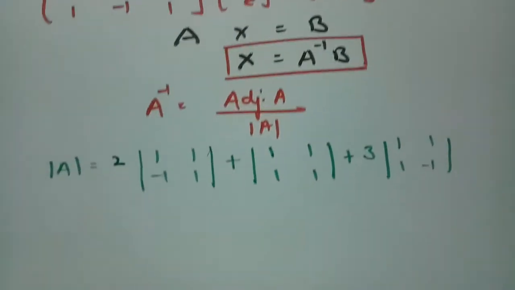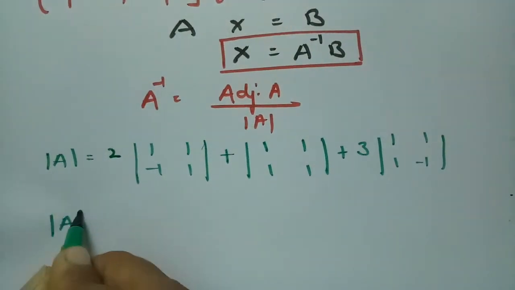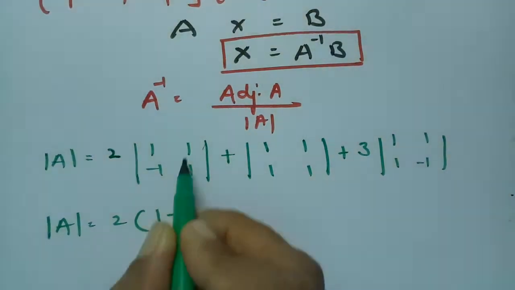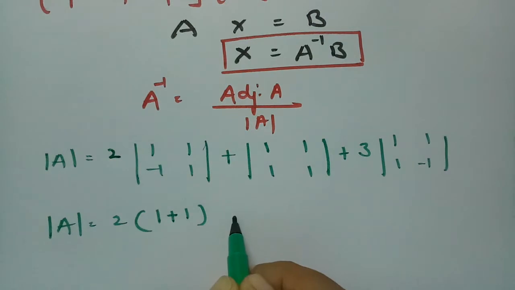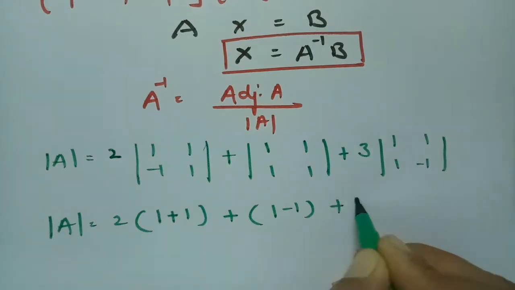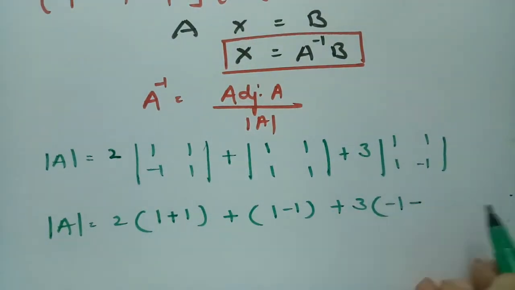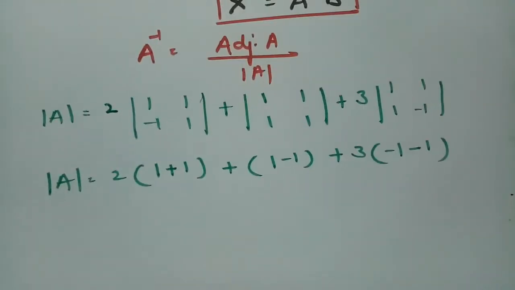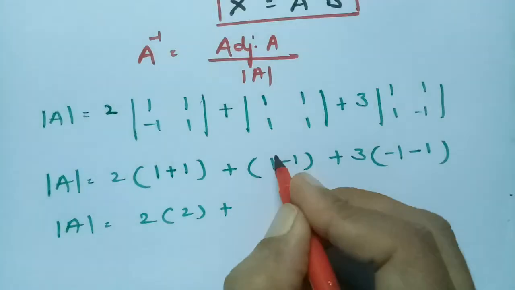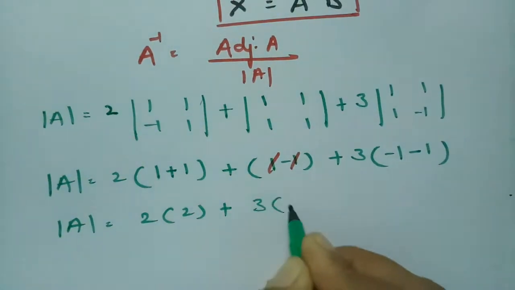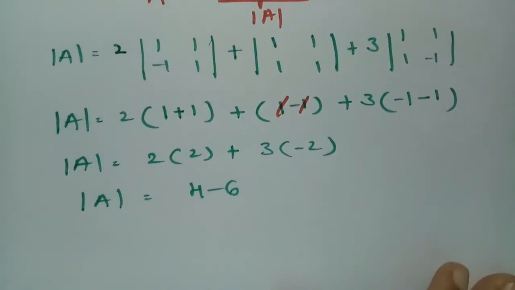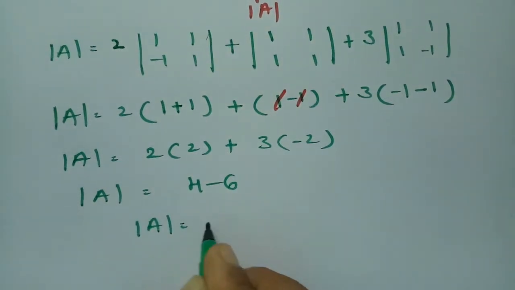Now I have to find the value of the determinant. Therefore the determinant of A is equal to 2 times of AD minus BC. If I multiply, this is 1 minus, so this is again minus 1, minus of minus is plus 1 times of 1 into 1 and this is minus 1, plus 3 times of, if I multiply, this is minus 1 minus, and this is plus 1. So the determinant of A is nothing but 2 into 2 plus 0, and this is 3 times of minus 2. Therefore determinant of A is equal to 4 minus 6, and therefore det A is equal to minus 2.